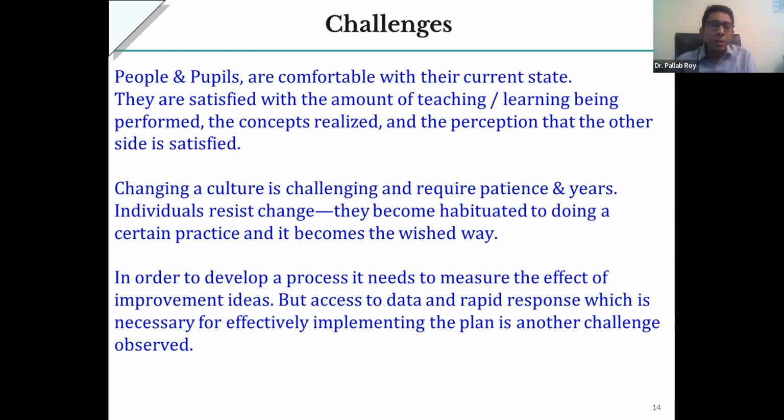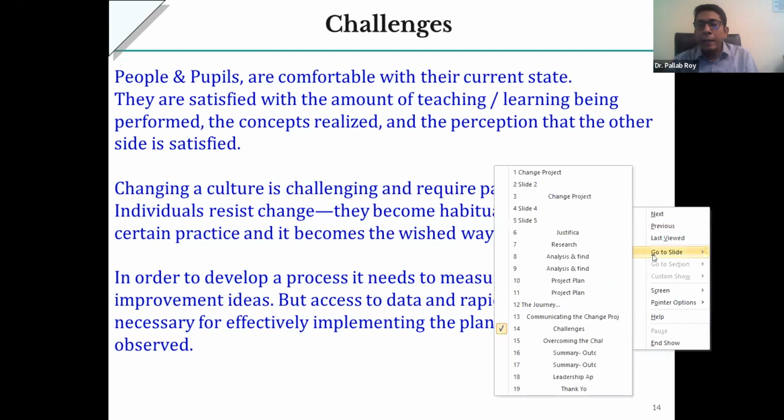Individuals resist changes. They become habituated to doing a certain practice. So in order to develop a process, it needs to measure the effect of improvement ideas, but access to data and rapid response. When you are asking for the data from a certain section, you will feel that there is a delay. I mean, you will experience that there might be a delay in some cases. So until and unless you get the data, you cannot plan it properly. So the access to the data and the rapid response, which was very much necessary for effective implementation of this plan, I found that this was another challenge.